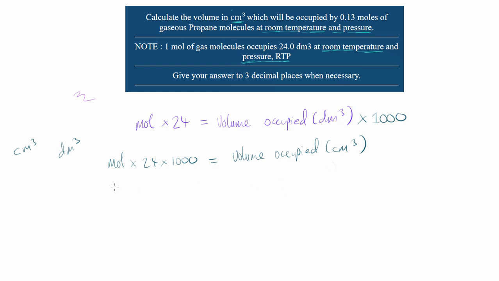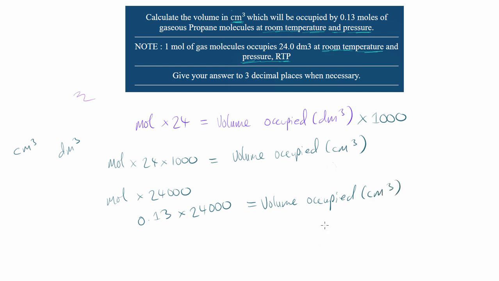And on that basis, we can say, okay, well, if we want to work out what it would be in centimeters cubed, we simply take the moles, and we multiply it by 24,000, right? And so in this case, it's 0.13, as we got from the question, multiplied by 24,000. Yep. And that gives us our volume occupied in centimeters cubed.